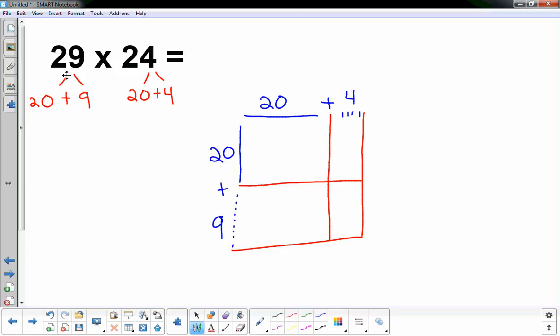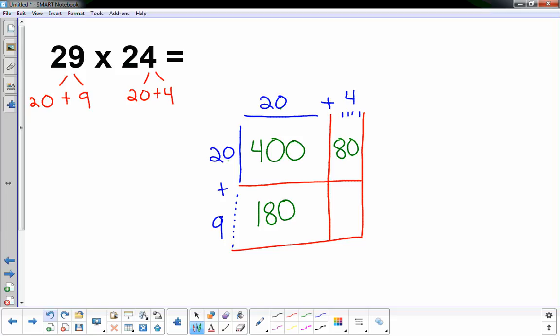So in this box here, I'm going to do 20 times 20. Well, 2 times 2 I know is 4, and then there's a 0 in this 20 and a 0 in this 20, so it's 2 zeros, so it's 400. And then if I go to the right, I have a 20 times a 4. 20 times 4, that's 80. Now I'm going to go to the lower left-hand corner, and I have a 9 times a 20. Well, 9 times 2 is 18, and then the 20 has a 0, so I'm going to just put a 0 in there, so it's 180.